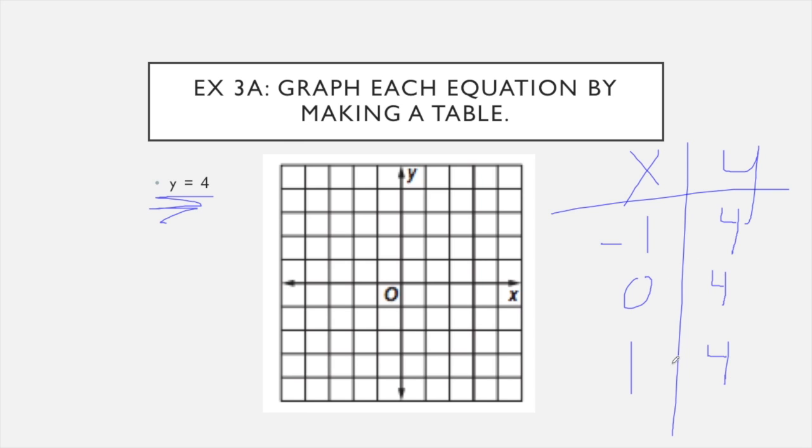So if we plot all of these 3 points, that'll give us our graph. So -1 for x, up to 1, 2, 3, 4. 0 for x, up to 4. And 1 for x, up to 4. So those points I can then connect with a line.